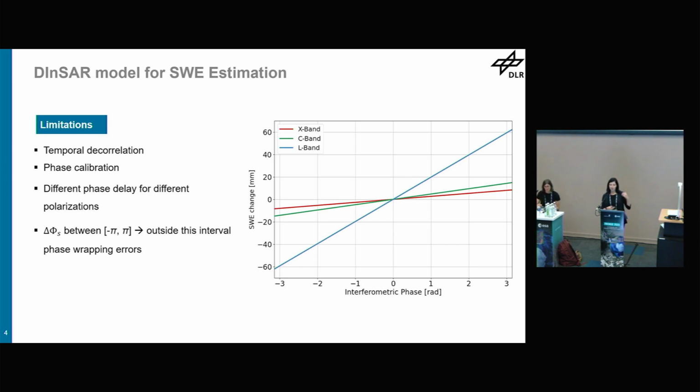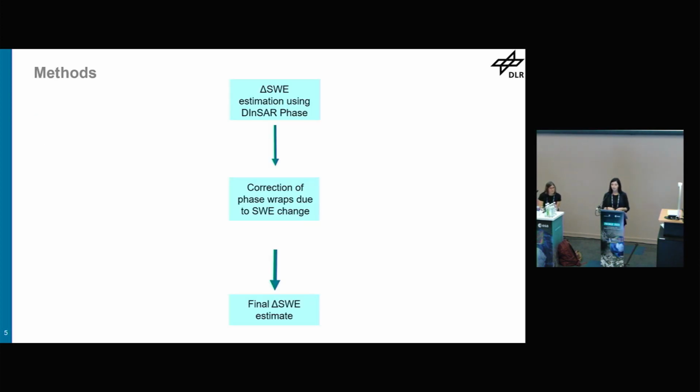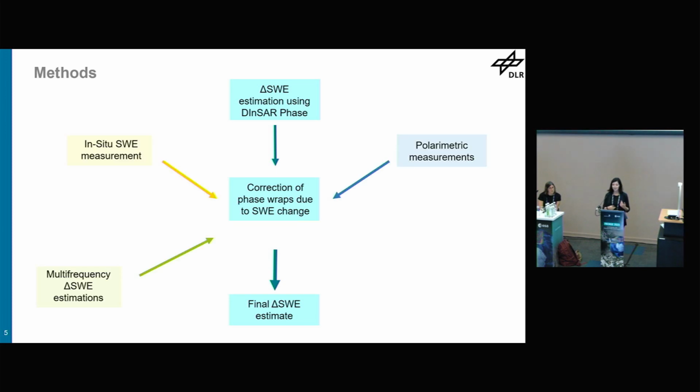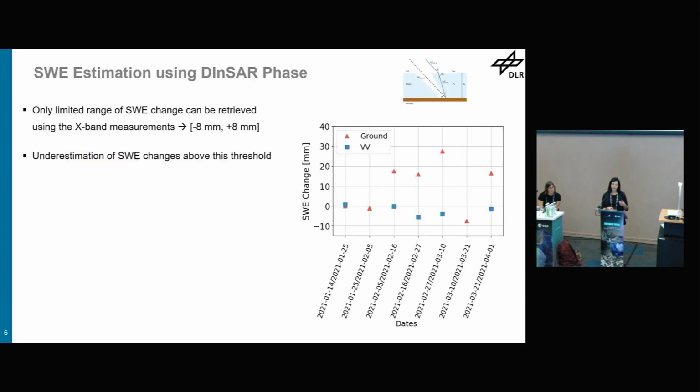So when the phase gets larger than pi on the very right side, it wraps, and therefore the SWE values will be underestimated. This can be corrected by adding the missing phase cycles. So the goal is to calculate the SWE change using the interferogram and then to correct the phase wraps due to large SWE changes, in order to then obtain a final SWE estimate. There are different ways to do so, and the first possibility would be to use in situ measurements to correct the missing phase cycles.